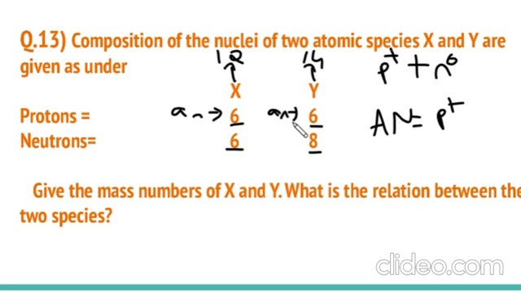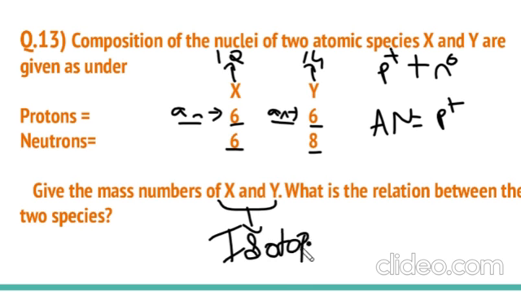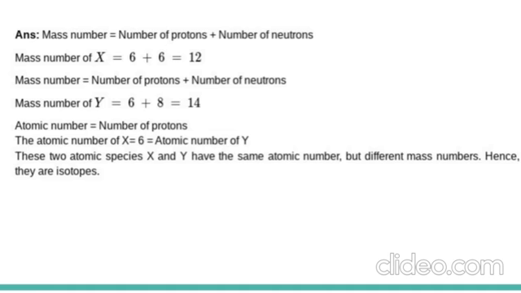So these two atomic species X and Y have the same atomic number, correct? If you look at it carefully, the atomic number is the same in both of them, but the mass number is different. So what are they called? These X and Y are nothing but isotopes. So here is your calculation.